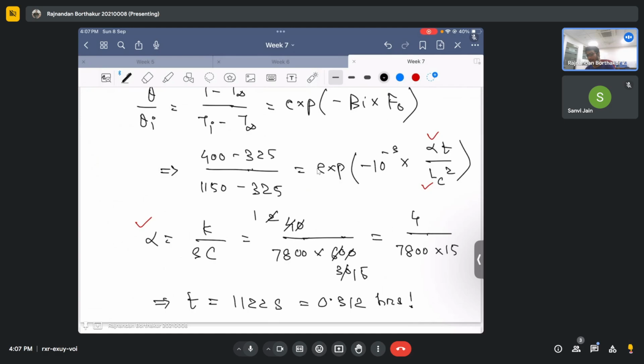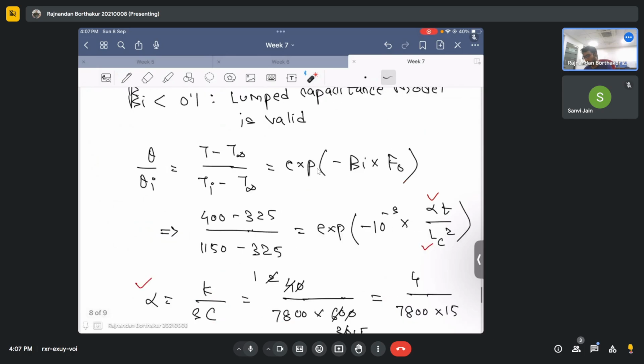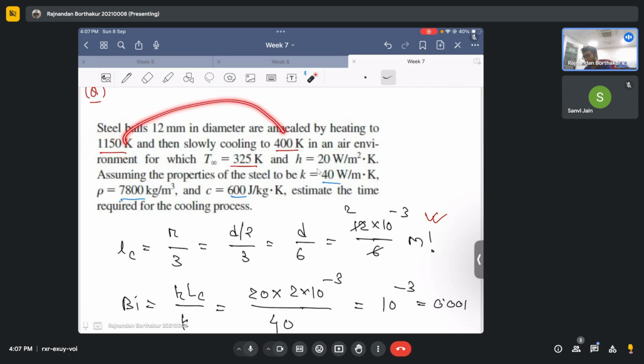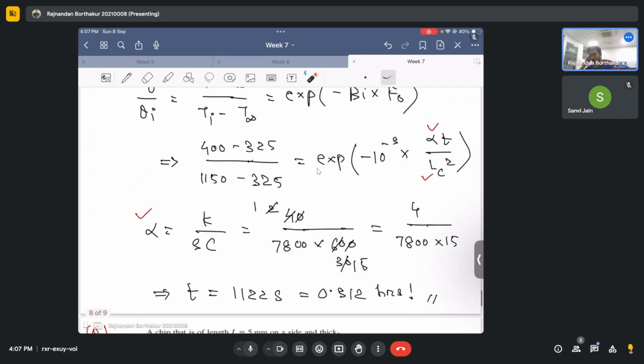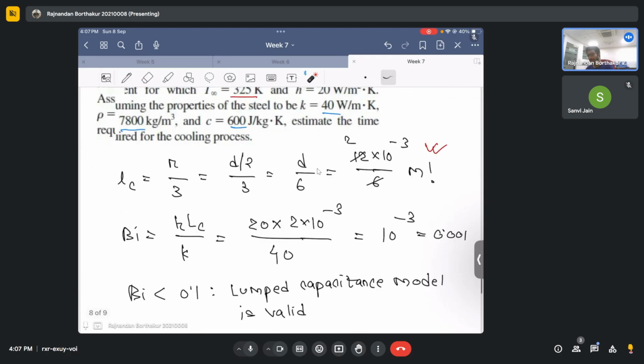Okay, so this is the time that the steel ball should basically require, which were initially at temperature 1050 to basically come down to 400 degrees Celsius in an ambient fluid having a temperature of 325. It's around 0.3 hours basically.